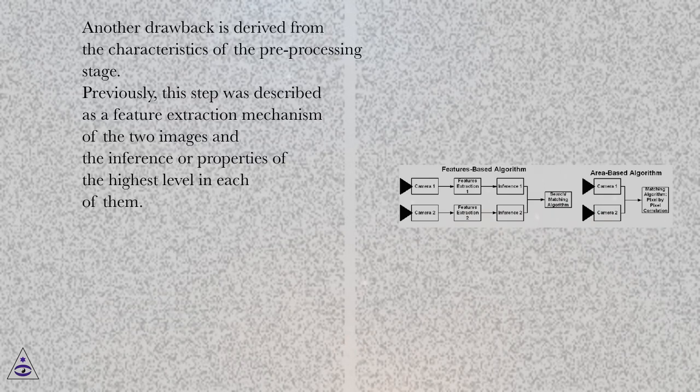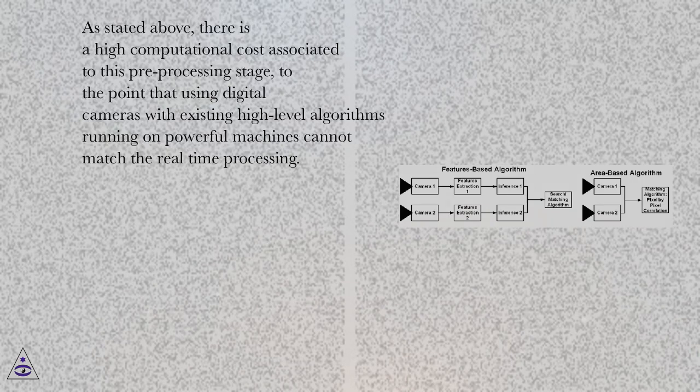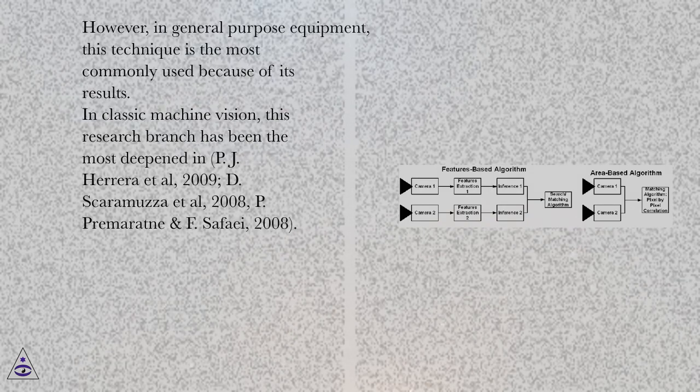Previously, this step was described as a feature extraction mechanism of the two images and the inference of properties of the highest level in each of them. As stated above, there is a high computational cost associated to this preprocessing stage, to the point that using digital cameras with existing high-level algorithms running on powerful machines cannot match the real-time processing. However, in general-purpose equipment, this technique is the most commonly used because of its results.